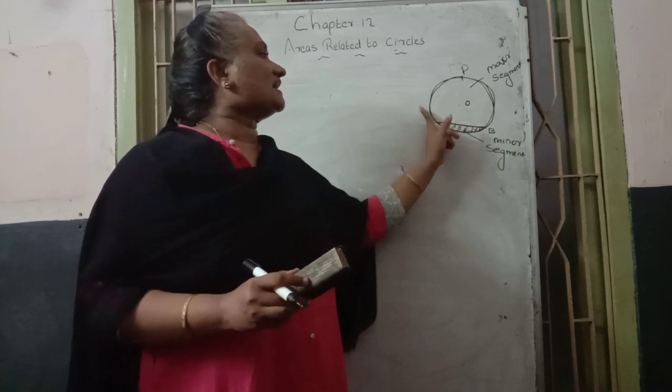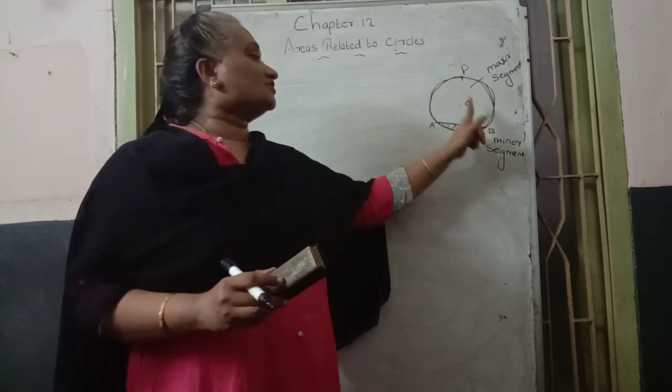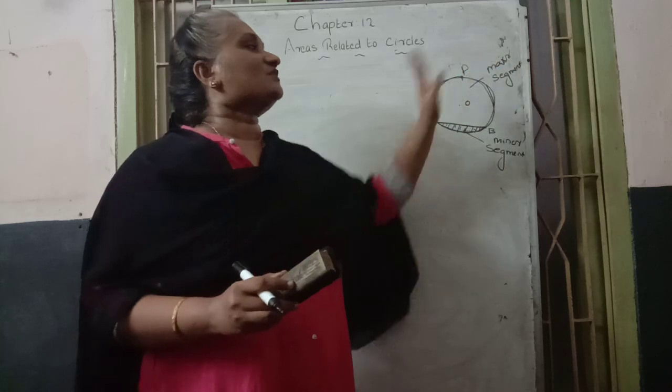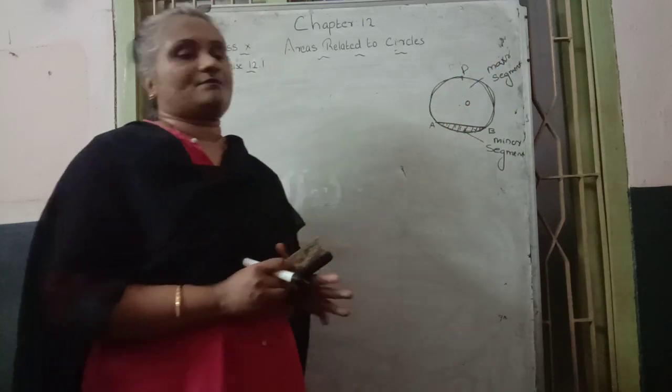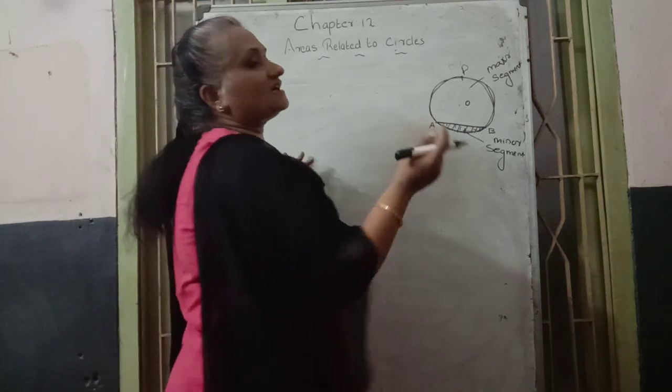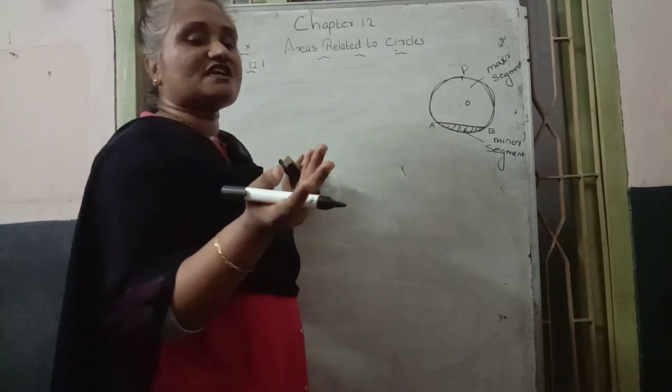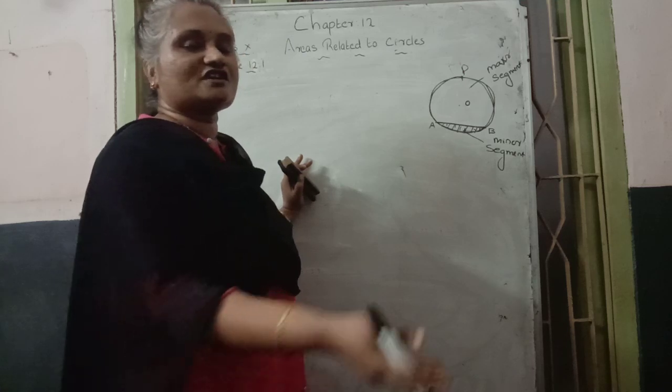This AB chord and APB arc joining this much region is there, that's why we call it a major segment. These are the segment cases. Here also the circle has a radius. How many radii can we draw? An infinite number of radii can be drawn in one circle.